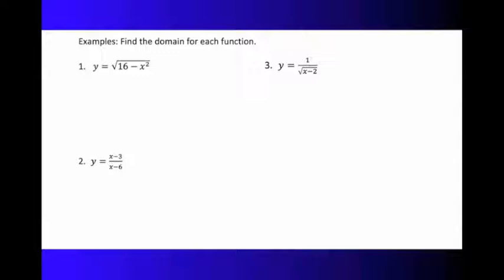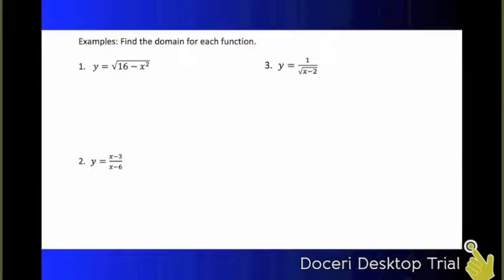So looking at example 1, find the domain for each function. Well, we know that we can't have a negative under that radical sign. So we're very simply going to take what's under the radical sign, 16 minus x squared, and we're going to set that equal to 0. This is the difference of two perfect squares. So we'll have 4 plus x and 4 minus x equals 0. You can t-bar that, and you'll end up with x equals 4 and x equals -4.